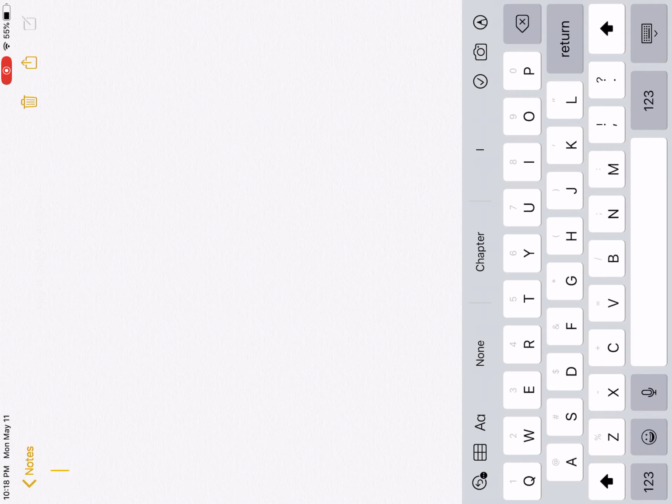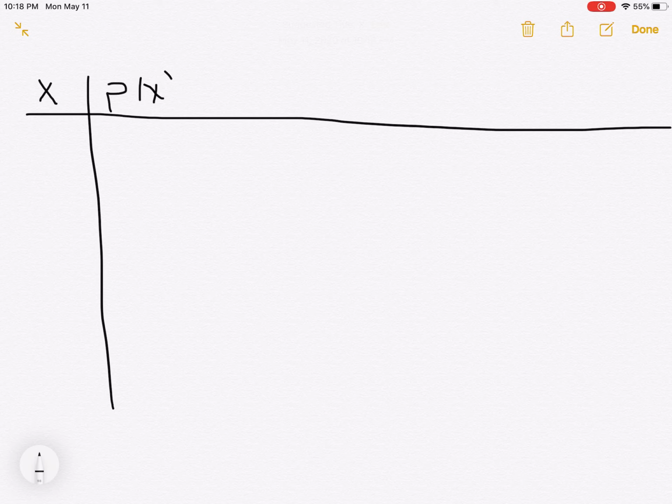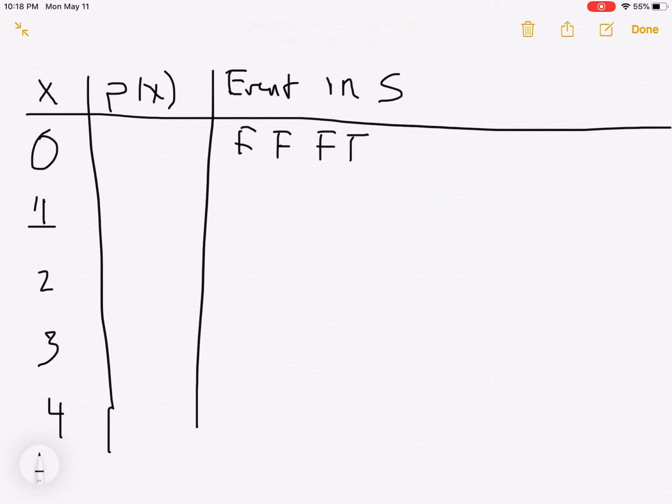I'm going to write down the outcomes associated with this. Okay. So my outcome variable is x here. Ultimately, I'd like to know p of x. And there's an event in the sample space associated with x. So possible values are 0, 1, 2, 3, or 4. So 0 means that no satellites detect the missile. That is, we have a failure, a failure, a failure, and another failure.